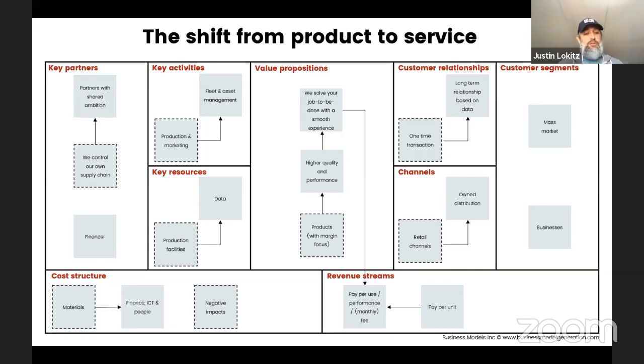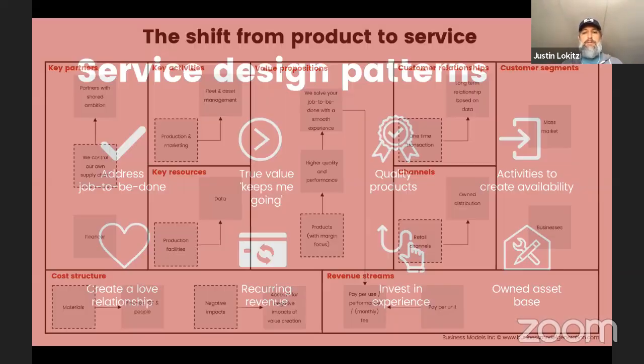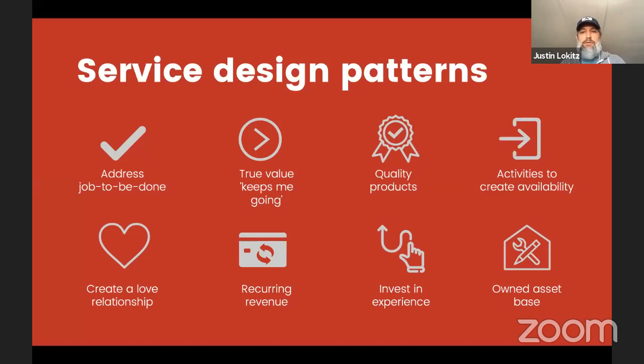We're moving our cost structures from materials to financing and technology and people. And often we're accounting for negative impacts in this value creation by keeping things in the cycle. And we can often even use that as part of our value proposition as well. So this is a full business model shift. Again, I didn't want to touch too deeply on business model canvases, but these are some of the things you have to think about when you think about shifts, and specifically in this case, a product to service shift, right? So some of those design patterns then are addressing jobs to be done, keeping things going, quality products, recurring revenue, investing in experience. You heard me say all these things.